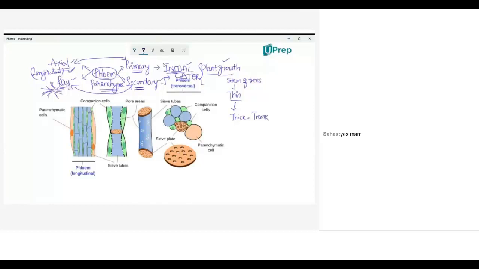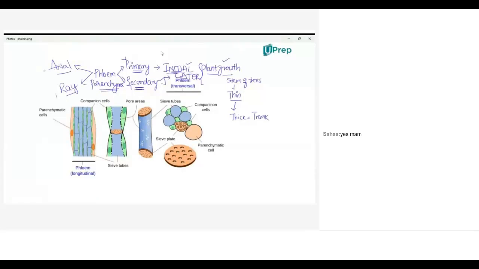Ma'am, can you explain the difference between ray parenchyma and axial parenchyma once again? Fine. When you take the phloem parenchyma, we have two types of phloem parenchyma. We have axial parenchyma, then ray parenchyma.